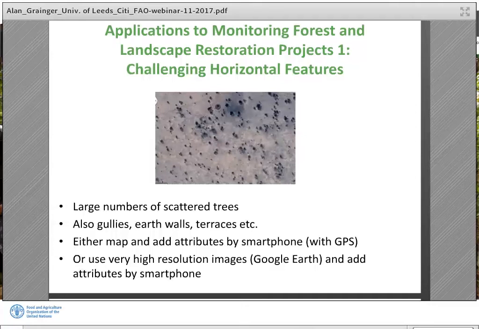Other horizontal features important in soil restoration projects include gullies, earth walls, terraces, etc. While the actual positions of horizontal features can be measured by smartphone GPS instruments, they can also be identified by satellite sensors with a very high resolution of less than 1 meter. These images are now available on the Google Earth website.